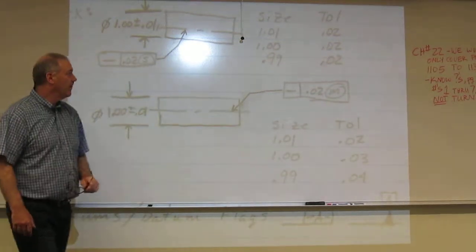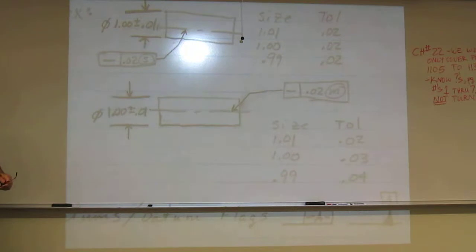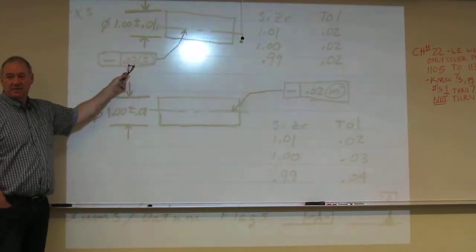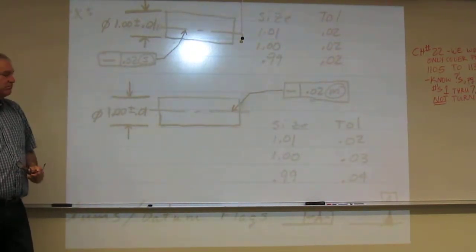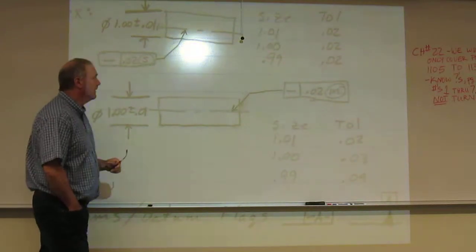Does that go in its own box though, the S? No, it goes right after the tolerance. You don't draw a line in the box? Nope.